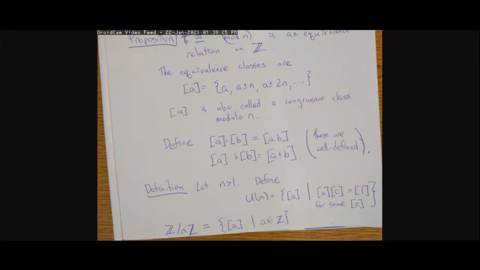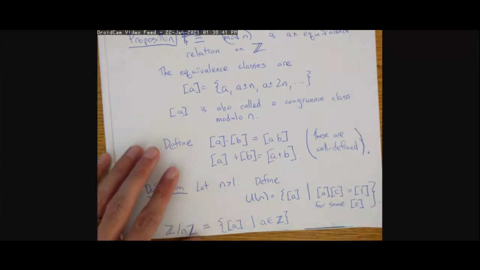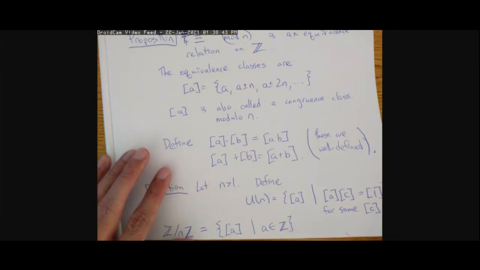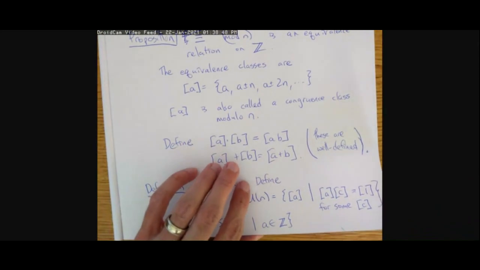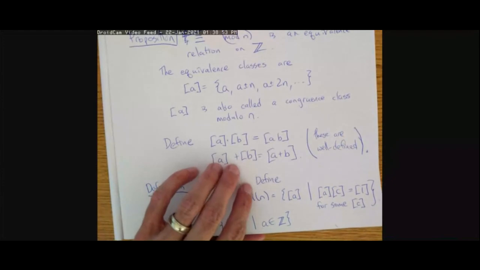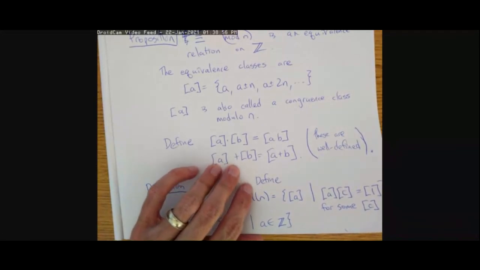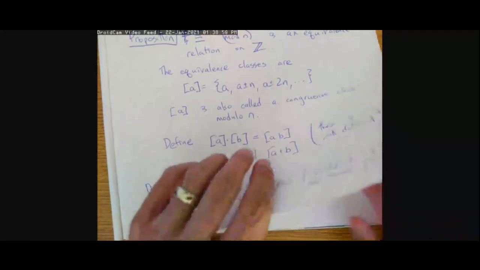On Monday, we'll do some examples of these kinds of problems. This is called modular arithmetic, and we'll do some examples on Monday. Let me at least get started with a review of group theory.